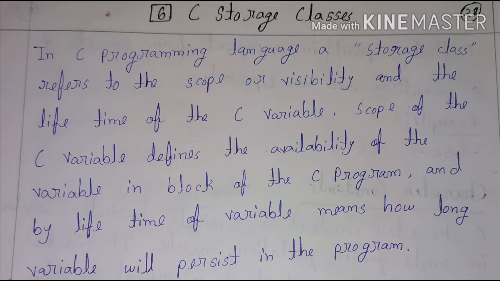In C programming language, a storage class refers to the scope or visibility and the lifetime of the C variable. Scope of the C variable defines the ability of the variable in a block of a C program, and by lifetime of a variable we mean how long the variable will persist in the program.